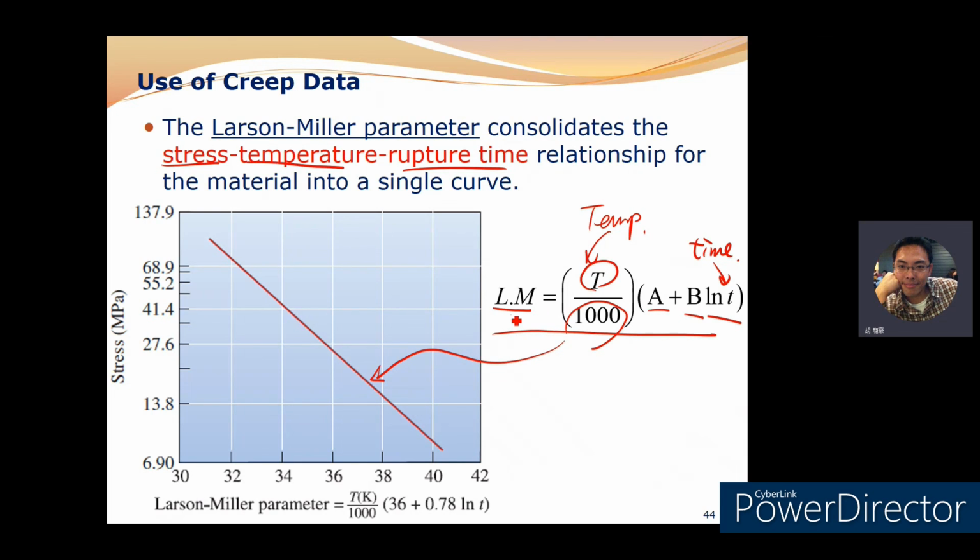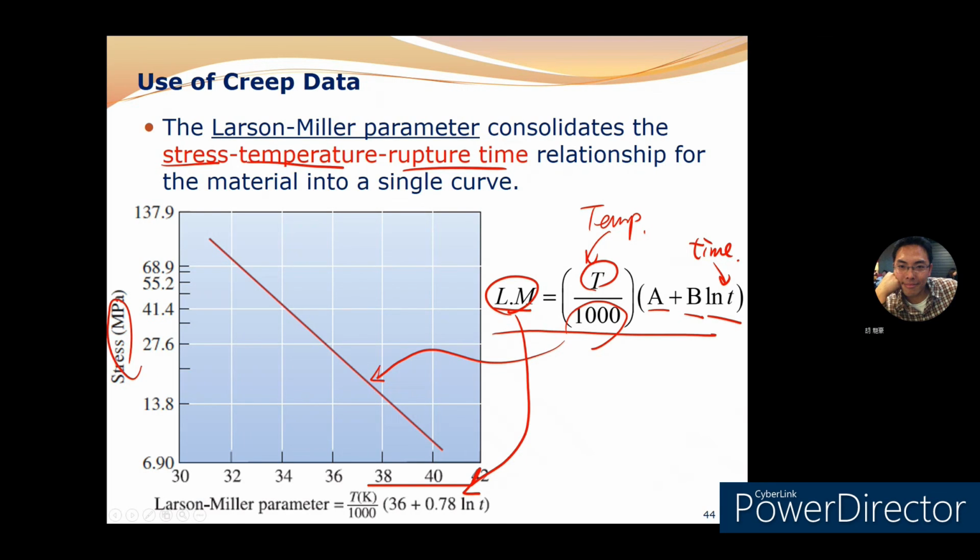We take the LM value as the x-axis and the applied stress as the y-axis. A and B depend on the materials, different types of materials. So A and B are material dependent.